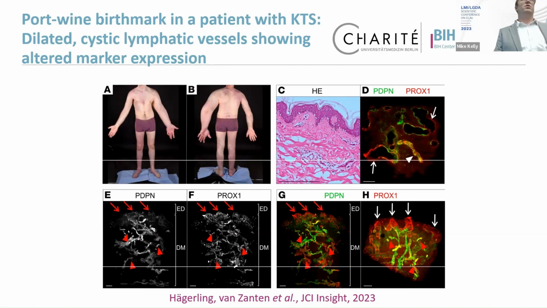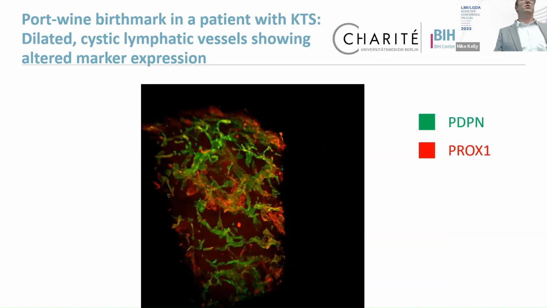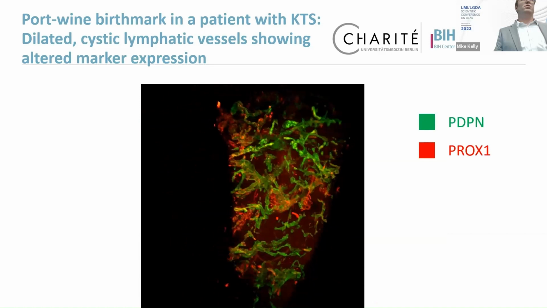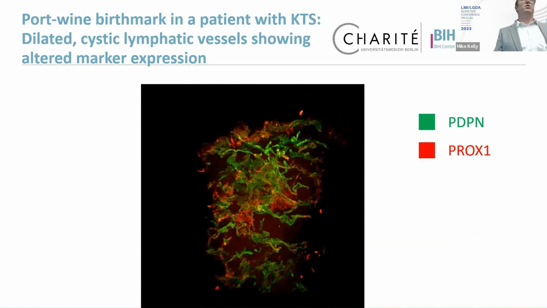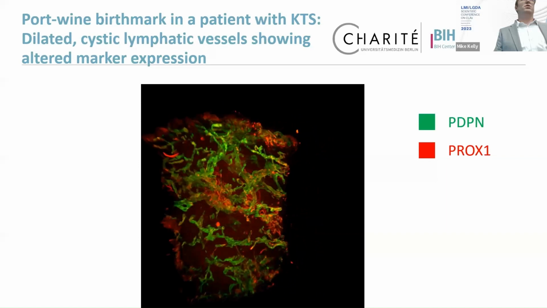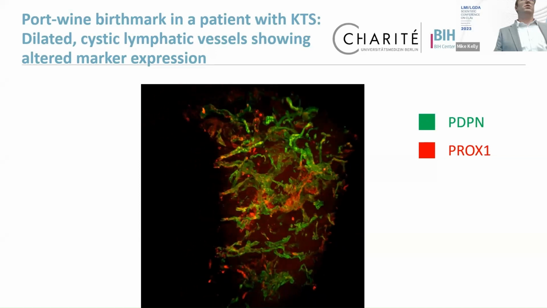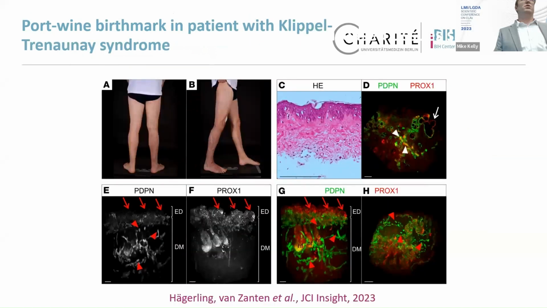And so that was a quite interesting finding. This is 3D reconstruction. Again, you see in green the lymphatic vessels. Lymphatic vessels are also a bit disrupted. We see some fragments, but what we do not see in podoplanin, directly underneath the epidermis, are these cystic lesions, which are only PROX1 positive. We had another patient, and also in this patient with port wine birthmark, you see this altered expression of lymphatic markers within the vessel, like again, PROX1 positive, podoplanin negative.